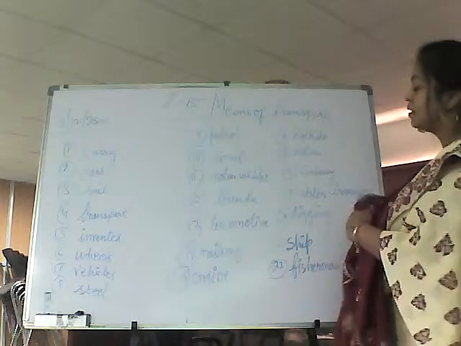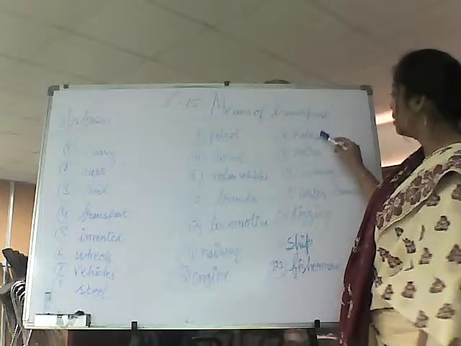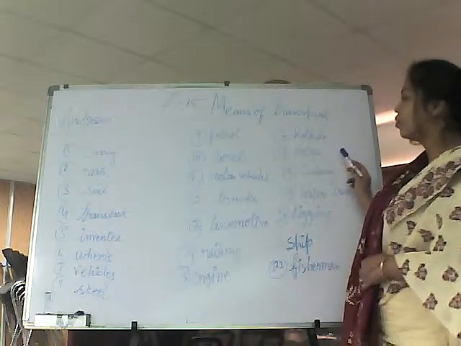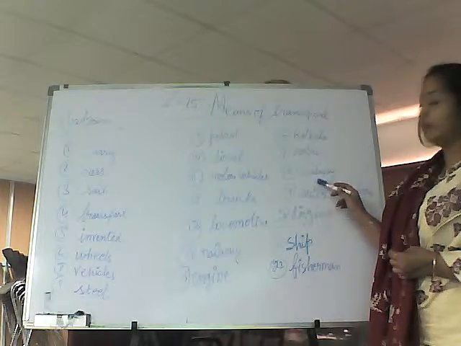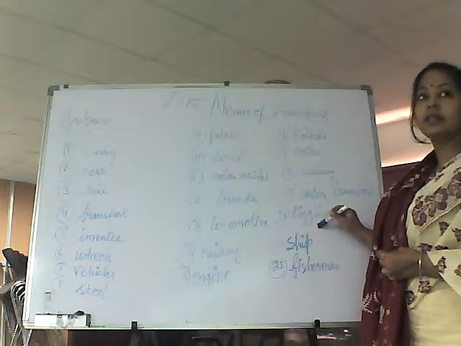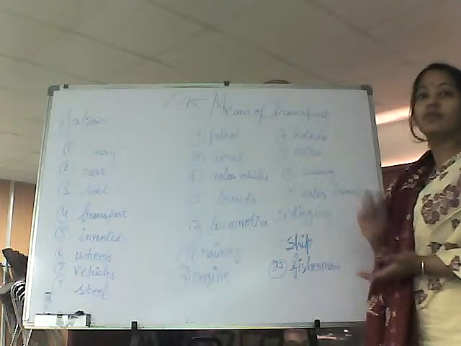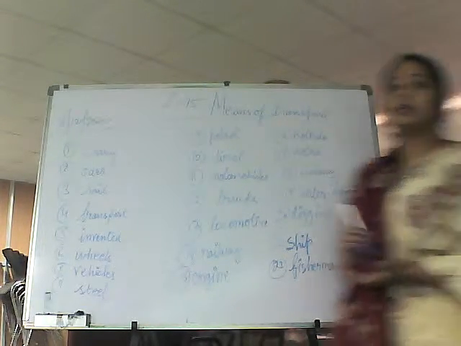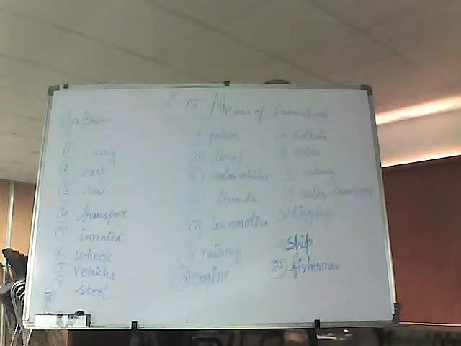And then number 15 is engine. Number 16 is Kolkata. Number 17 is metro. 18, subway. Number 19, water transport. Number 20 is digging. Number 21, ship. Number 22 is fisherman. Okay, it is fisherman.